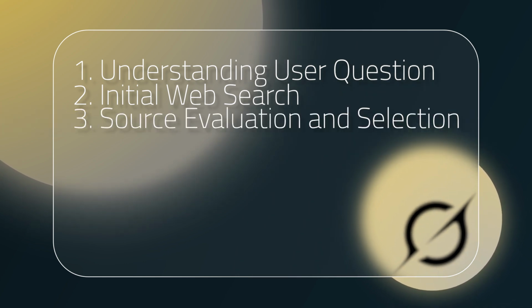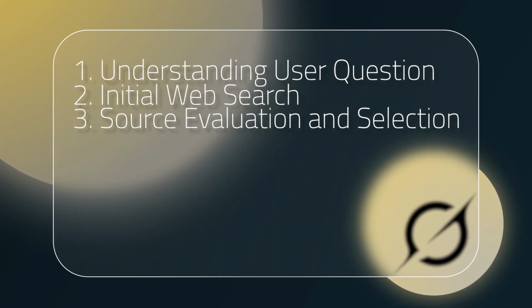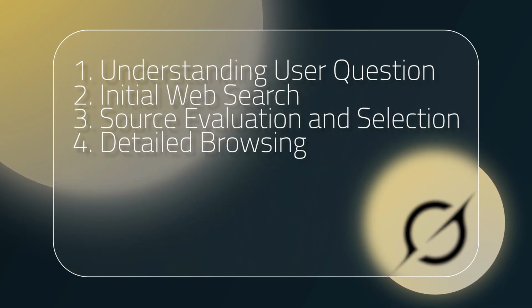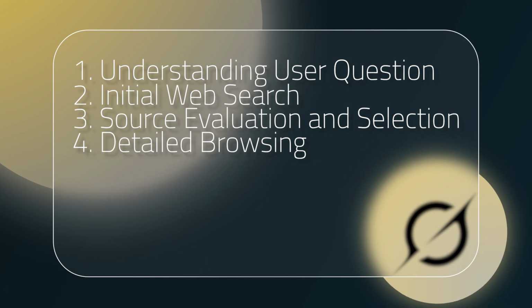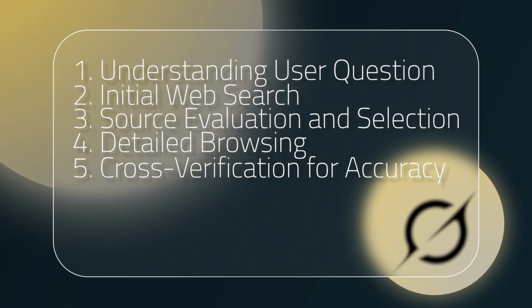And then the next step is the source evaluation and selection. So based on the previous search results, it evaluates the credibility and relevance of each source and prioritizes authoritative ones like scientific journals and papers. Then the fourth step is the detailed browsing for specific information. During this step, it uses browsing tools to access and read through selected web pages or documents and extract detailed information. Then we have the fifth step, the cross-verification for accuracy.